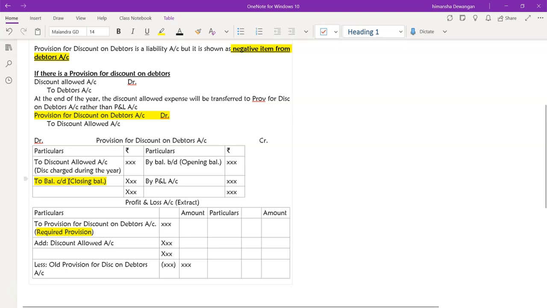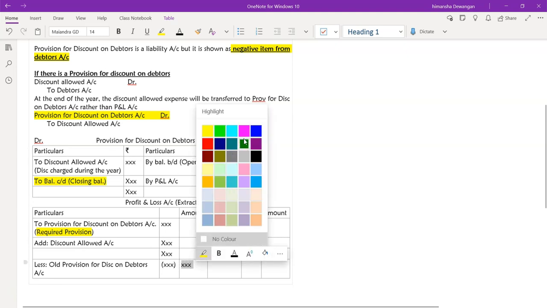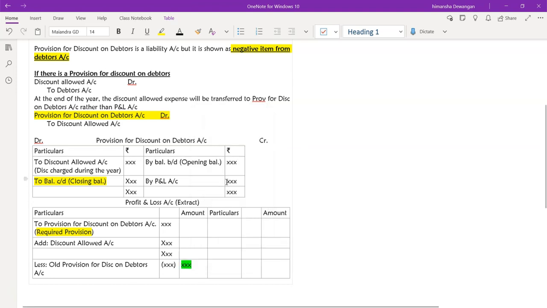All right, this will be calculated from the balance of debtors. So this is our required balance. We'll add the discount allowed that we had allowed during the year, and then we will less whatever we have as the opening balance. So this is our net amount that has been debited to our P&L account. This amount and this amount are the same. All right, teacher.